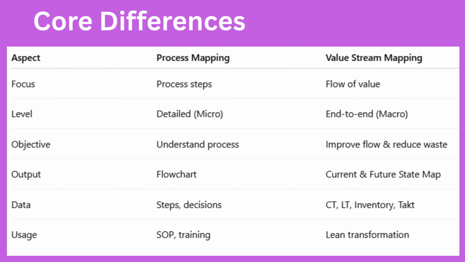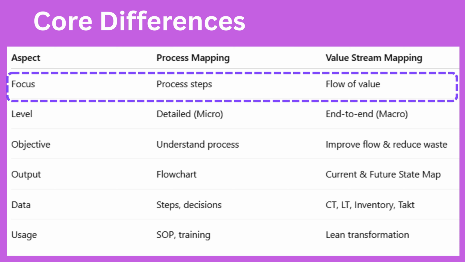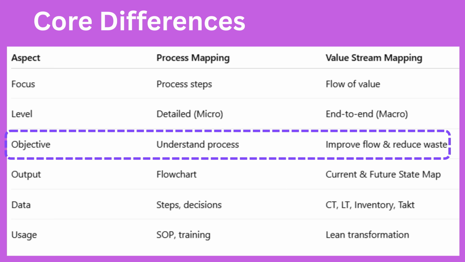Now let's clearly understand the core differences between process mapping and value stream mapping. First, in terms of focus, process mapping looks at individual process steps, while value stream mapping focuses on the overall flow of value across the system. At the level, process mapping is detailed and micro level, whereas VSM is end-to-end and macro level. The objective also differs. Process mapping helps us understand how a process works, while VSM aims to improve flow and eliminate waste across the entire value stream.